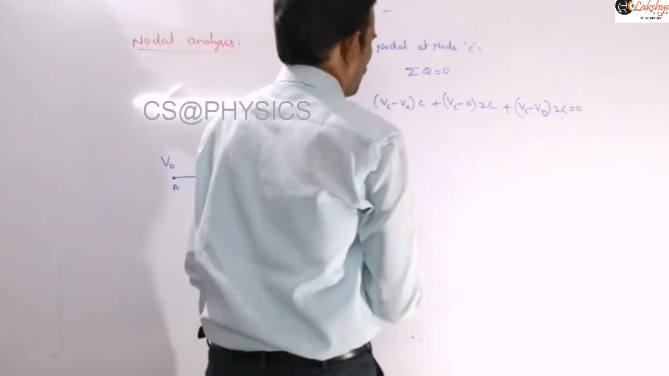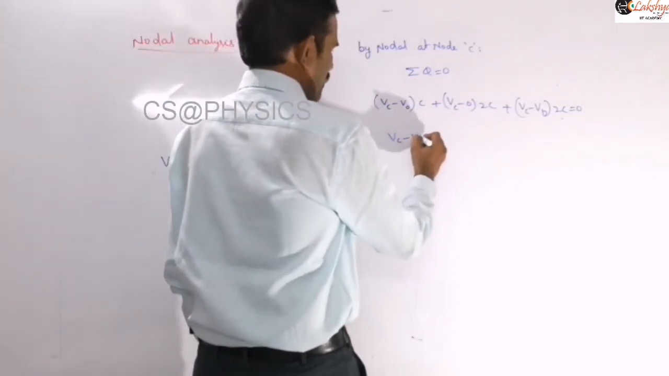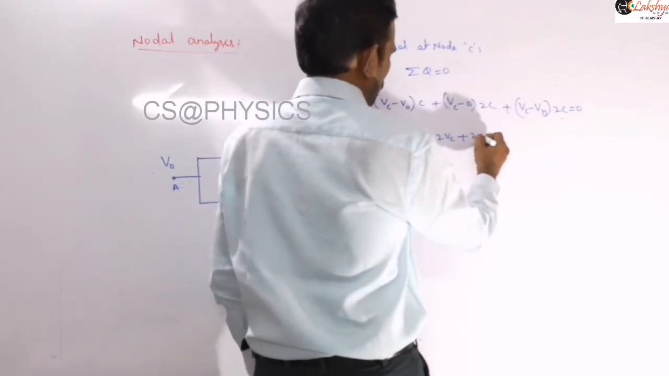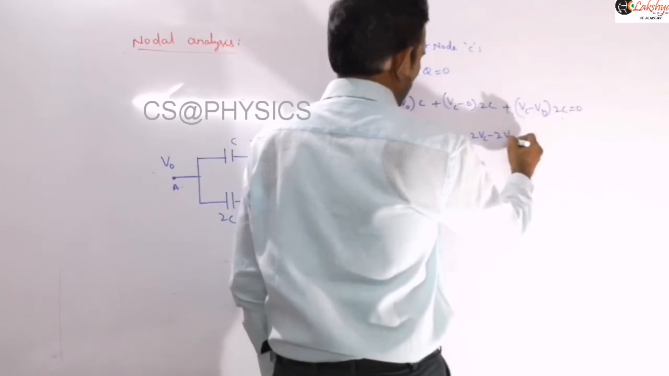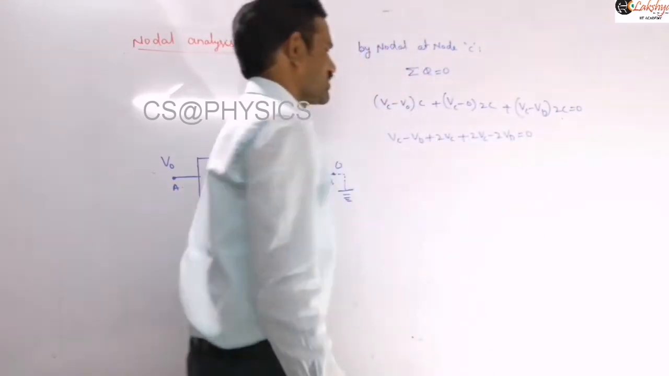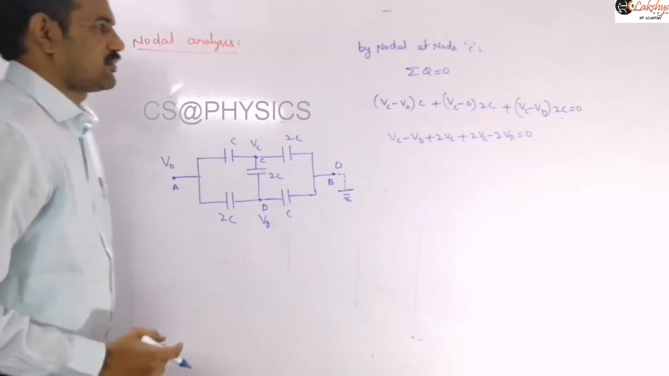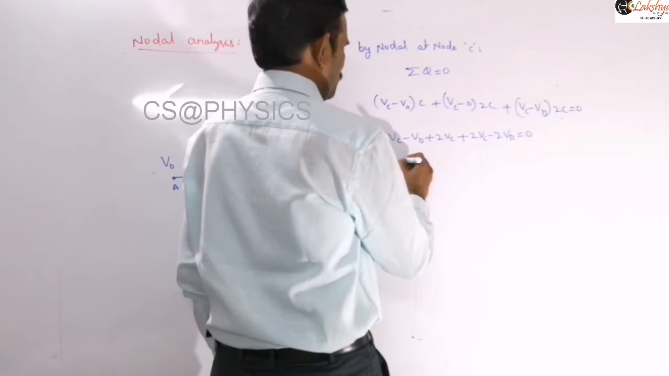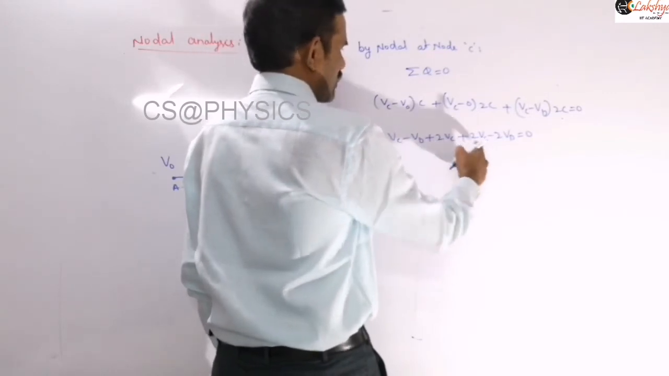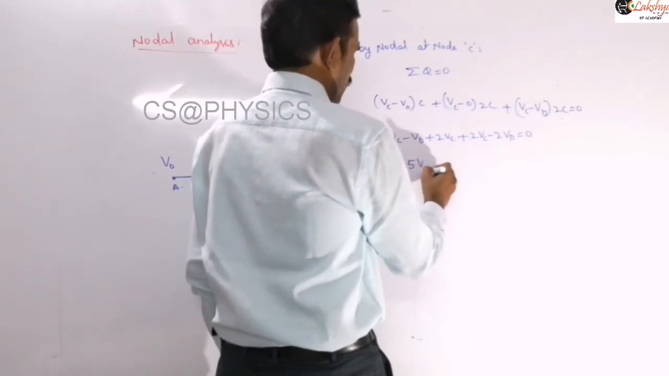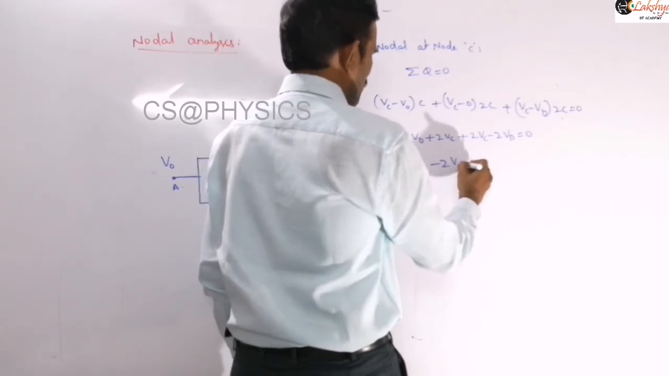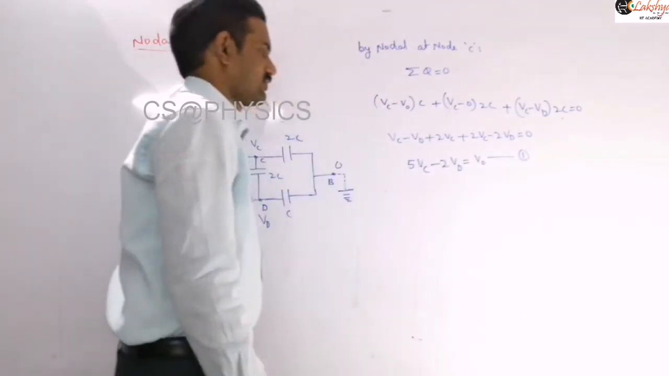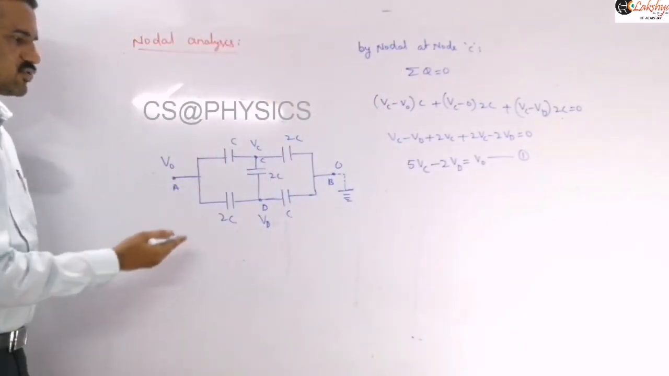Now we can simplify this. Vc minus V0 plus 2Vc plus 2Vc minus 2Vd is equal to 0. Then you may get one relation here: 5Vc minus 2Vd is equal to V0. Let's suppose this is equation 1. And then similarly we apply the nodal equation for this node D.